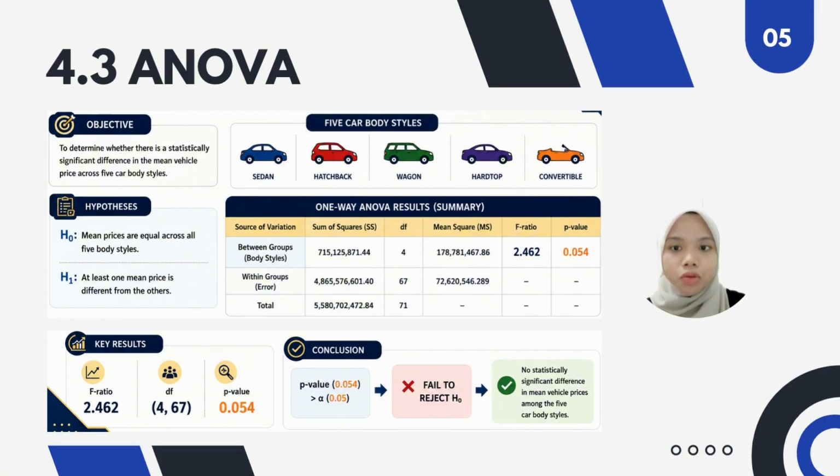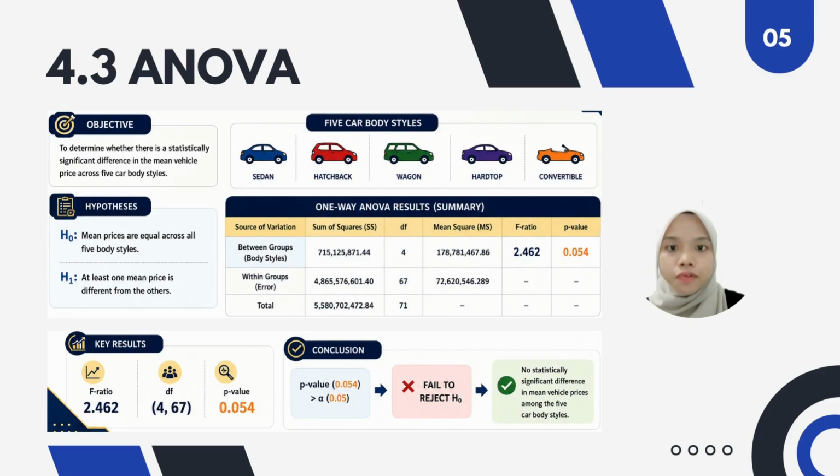My matrix number is A23B1311. This part presents the one-way ANOVA that was used to determine whether there is a significant difference in the mean vehicle price across 5 different car body styles, namely sedan, hatchback, wagon, hardtop, and convertible. ANOVA is suitable because our dependent variable, which is vehicle price, is a continuous numerical variable, while the independent variable, car body style, consists of more than 2 categorical groups.